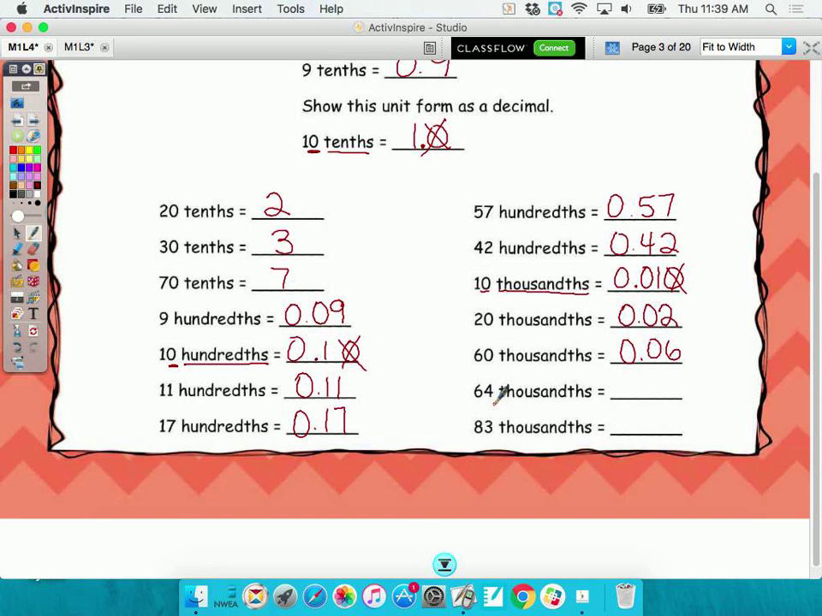The 4 goes in the thousandths place. How do I say that number? 64 thousandths. Oh, that's just like unit form, isn't it?